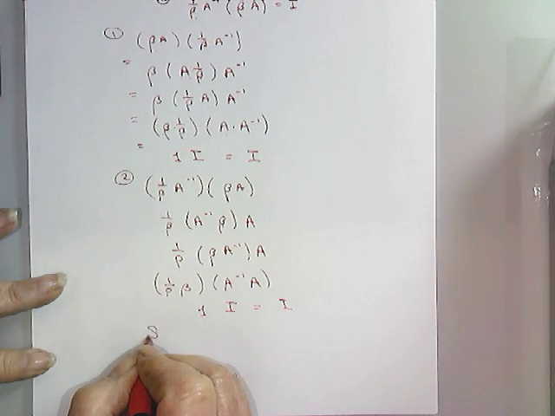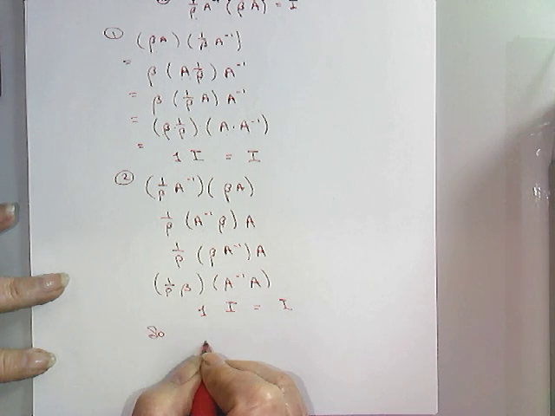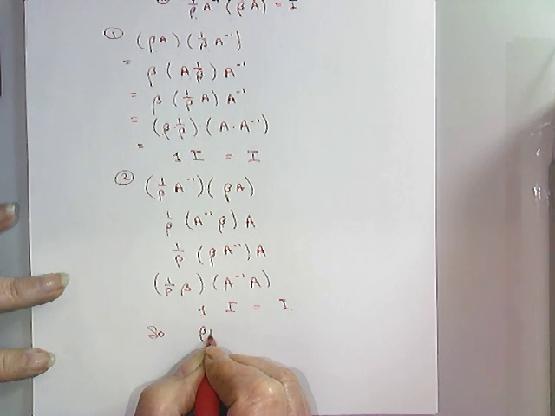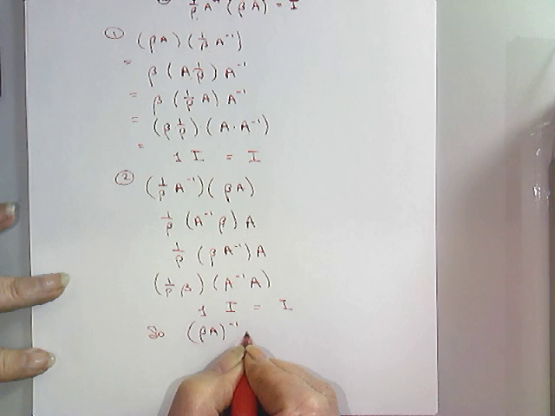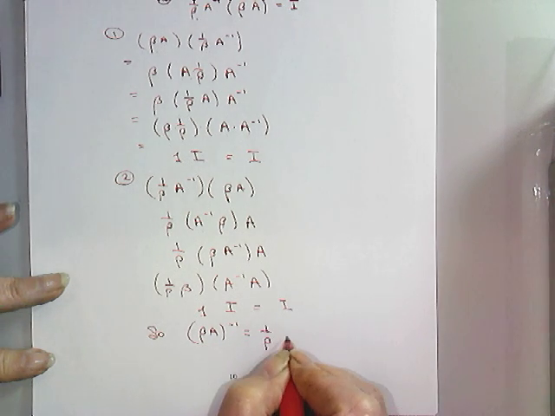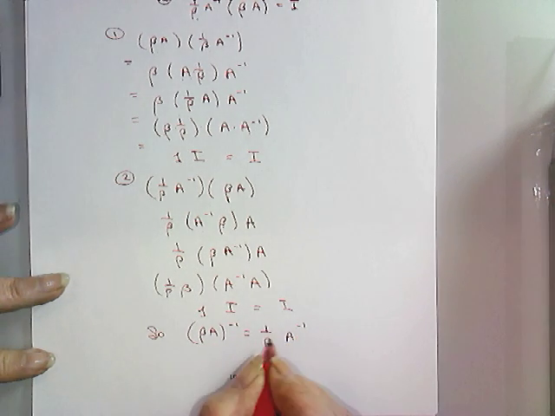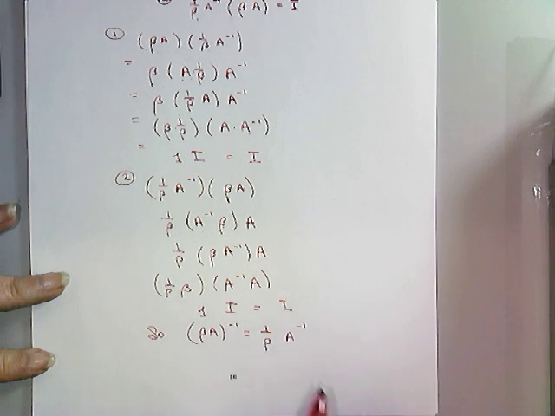So it is true that the inverse of beta times A is 1 over beta times A inverse if beta is not equal to 0 and A has an inverse.